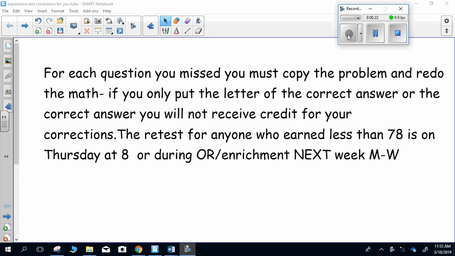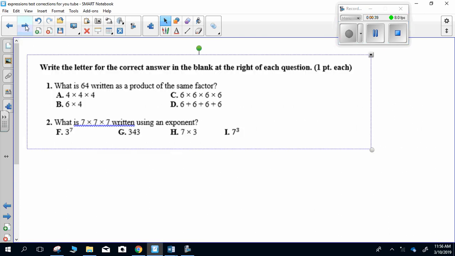and enrichment next week, Monday, Tuesday, and Wednesday. You have to stay in for all 3 days to get it done. The test is on SchoolNet. So please check off the box on your test correction sheet to make sure that you understand this statement and begin. Question number 1. What is 64 written as the product of the same factor?